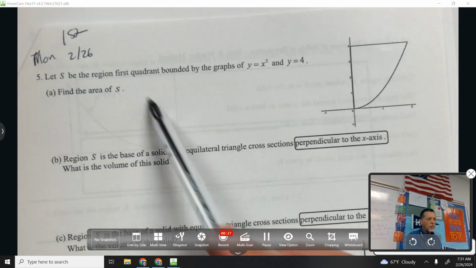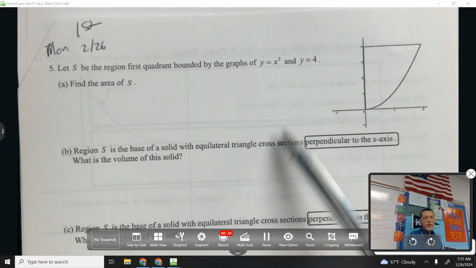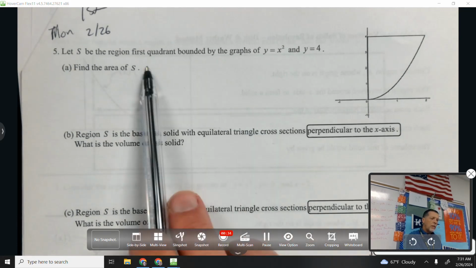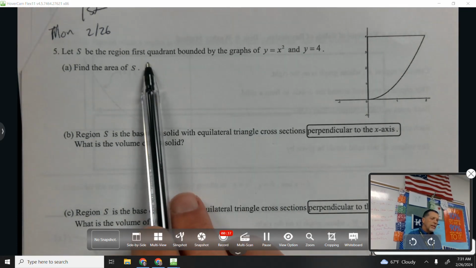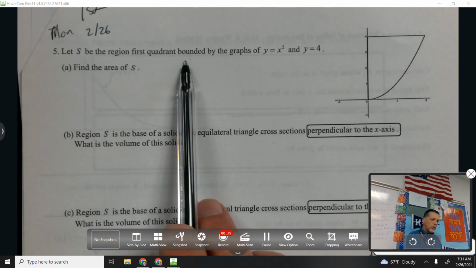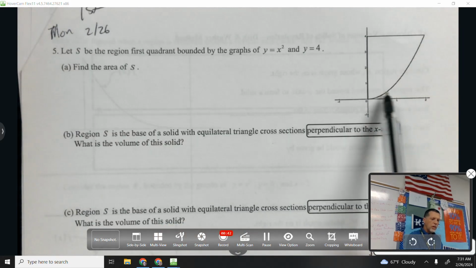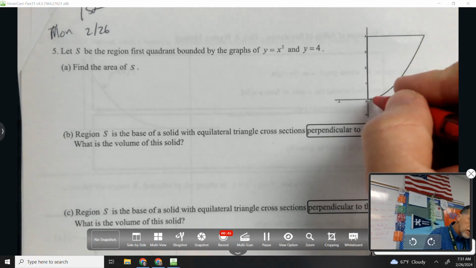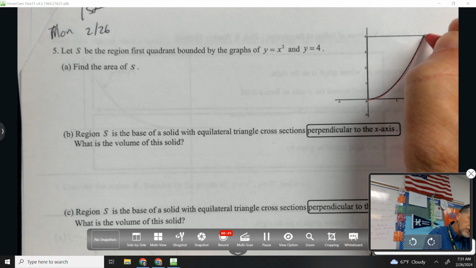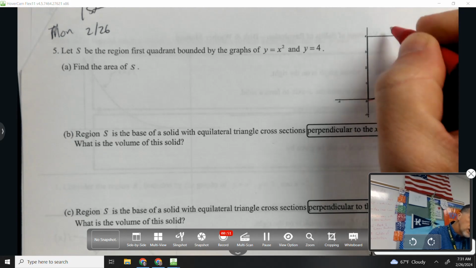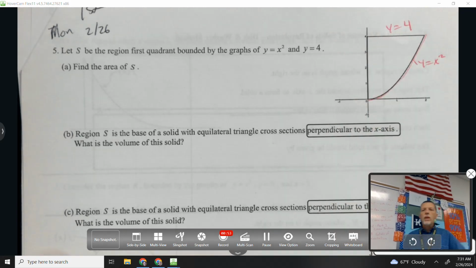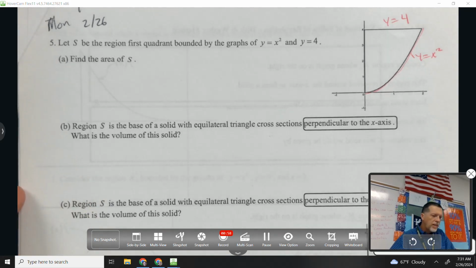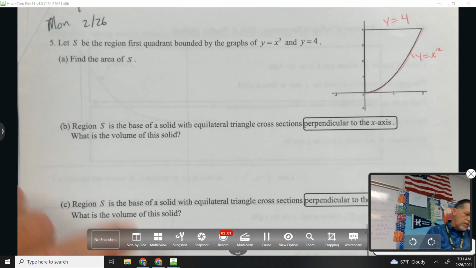And this might even be an old AP question, because this is what they look like when they show up on the free response portion. Let S be the region in the first quadrant bounded by y equals x squared and y equals 4. Again, I don't need a calculator to know which one is which for that. Find the area of S.